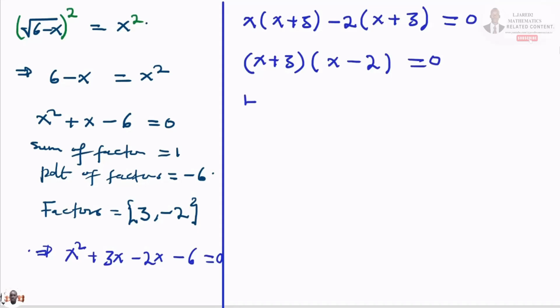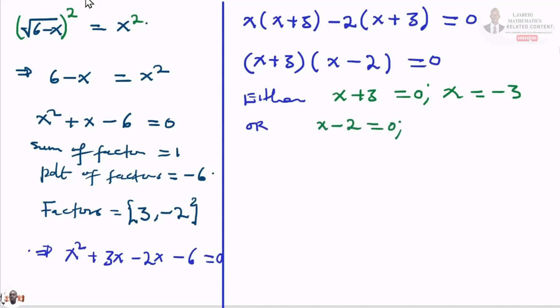So from here you can say that either x plus 3 equals 0, implying that x could be equal to negative 3, or x minus 2 equals 0, implying that x could be equal to a positive 2. So far we have got these values, but we need to cross-check to find whether both of them or one of them is suitable. We are to prove. Let us begin with x equaling negative 3.